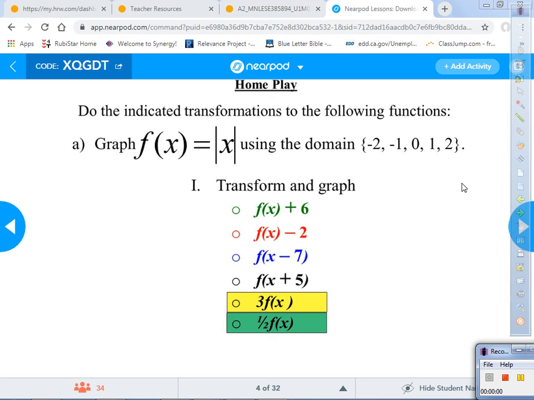All right, so home plate for tonight, it's only one function. Once again, graph f of x equals absolute value of x using the domain -2, -1, 0, 1, and 2. Once again, for that part, I do want you to show me the table, and I want you to graph it using a pencil. Tell your neighbor what I just said.